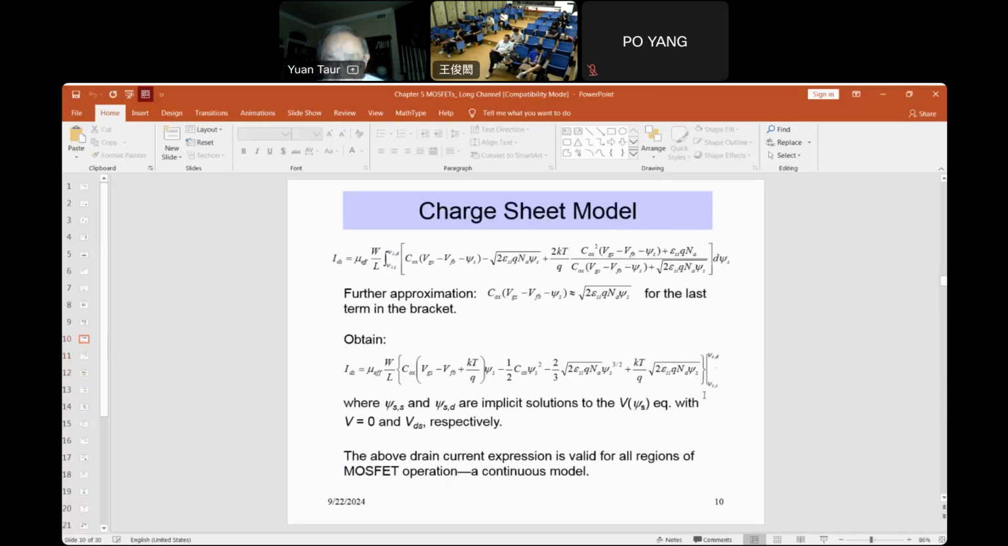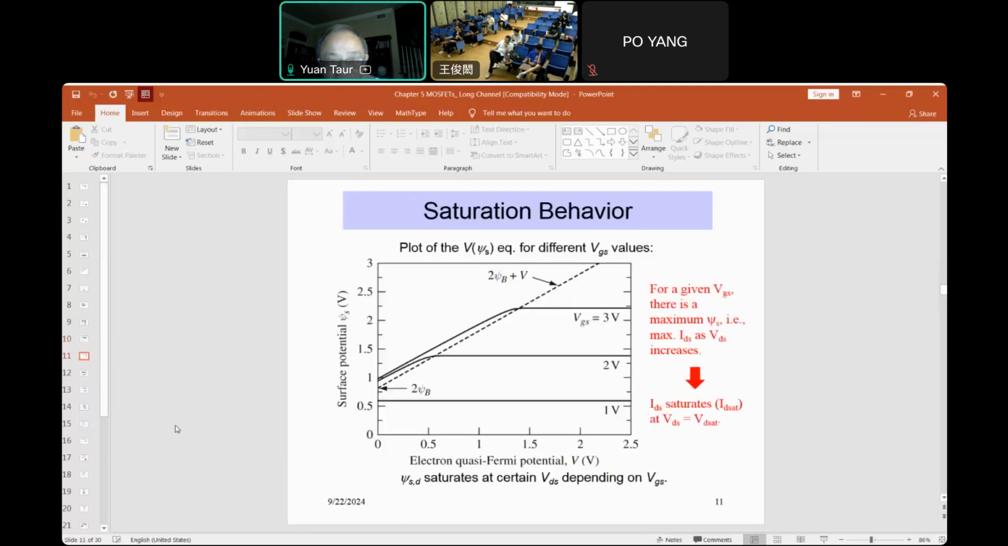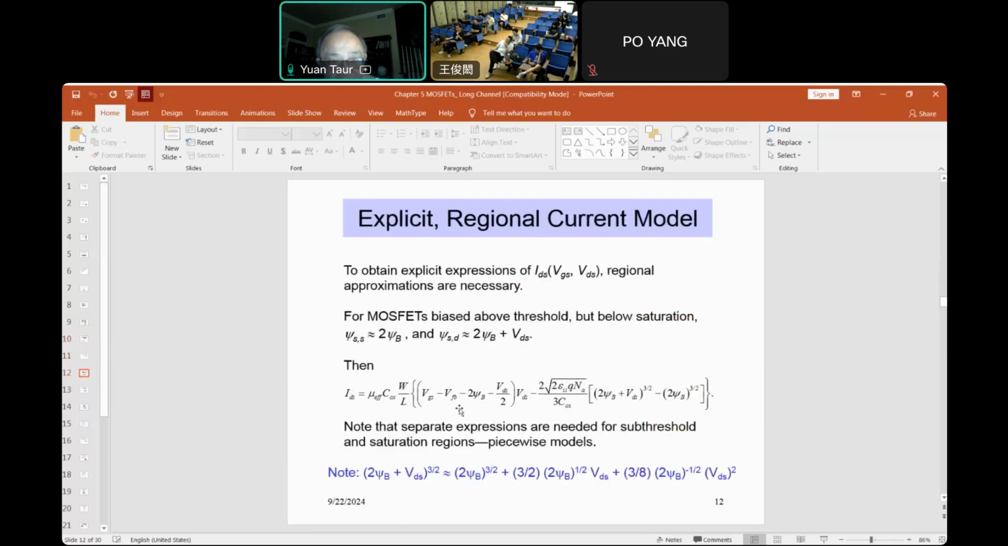Okay, this current with psi S equal to 2 psi B and psi SD equal to psi B plus VDS. Okay, and then we obtain... okay, so now it's explicit. But keep in mind that this is no longer valid for all the range of MOSFET bias. This MOSFET has to be biased above threshold, but below saturation. Okay, then we can apply this. So this explicit current model is only valid under these conditions.